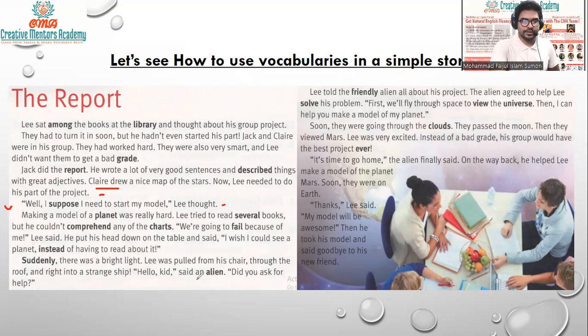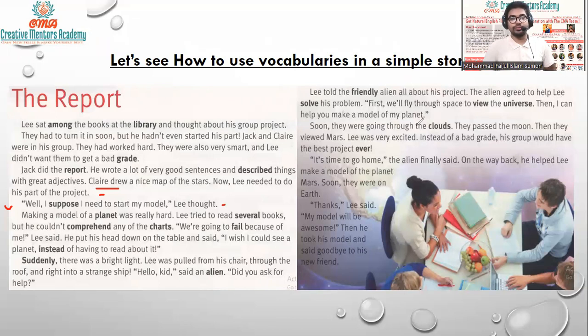Hello, kid, said an alien. Did you ask for help? Lee told the friendly alien all about his project. The alien agreed to help Lee solve his problem. First, we'll fly through space to view the universe. Then I can help you make a model of my planet.